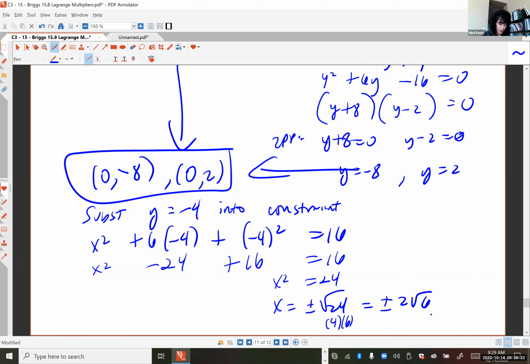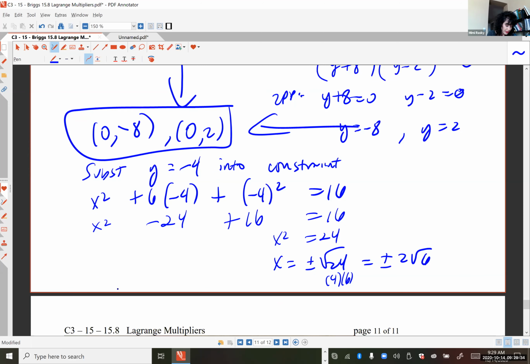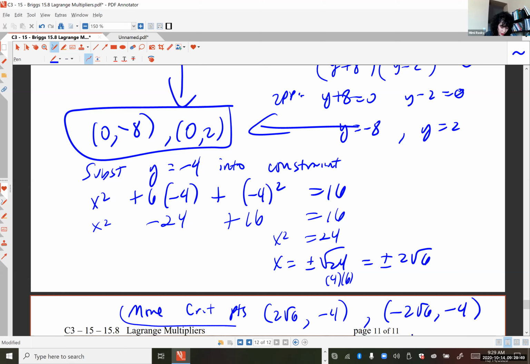Okay, now what? So the other 2 critical points, 2 more: when x is positive 2 square root of 6, and y is -4, and when x is -2 square root of 6, and y is -4. So now you have 4 critical points total. That can happen. So then what? Well, you don't do the d-test. What do you do?